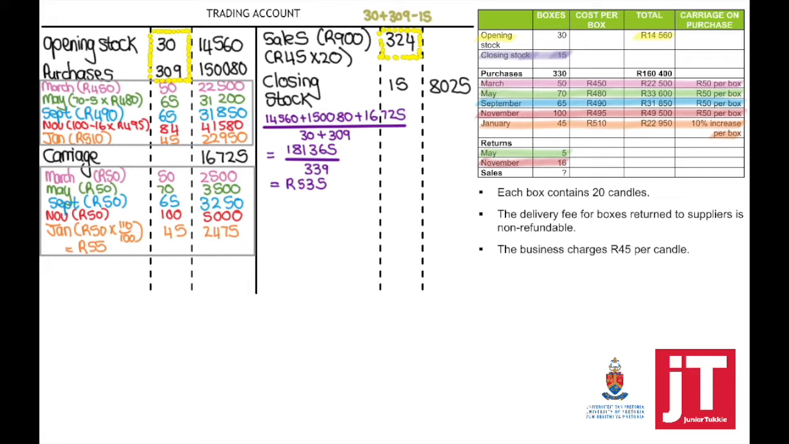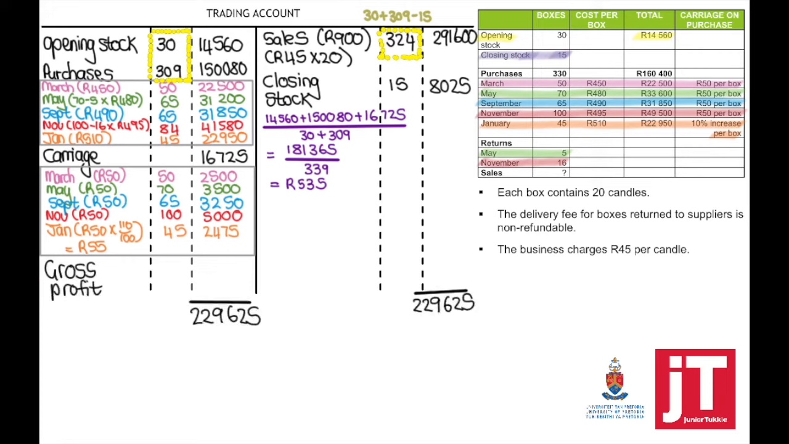8,025. To work out sales, what is the number of units that we sold? Opening stock plus purchases minus the closing stock equals the number of units sold. And now be careful. Each box contains 20 candles and they said the business charges 45 Rand per candle. So we have to say 45 times 20 and then times 324. That equals the total sales.